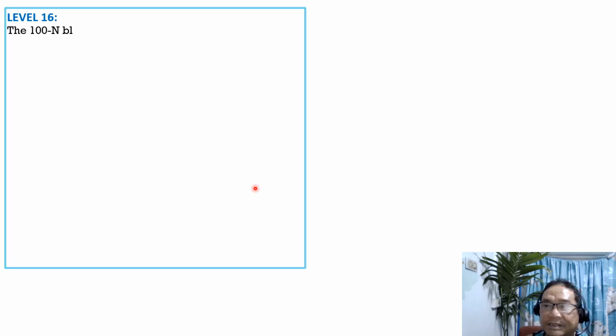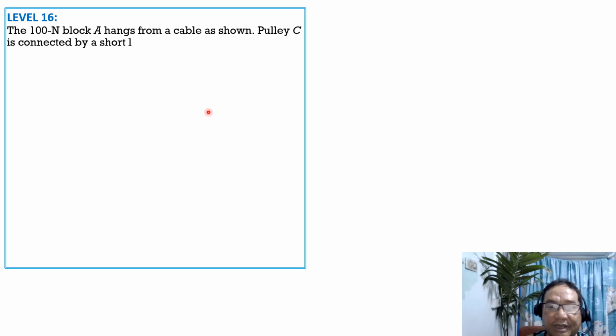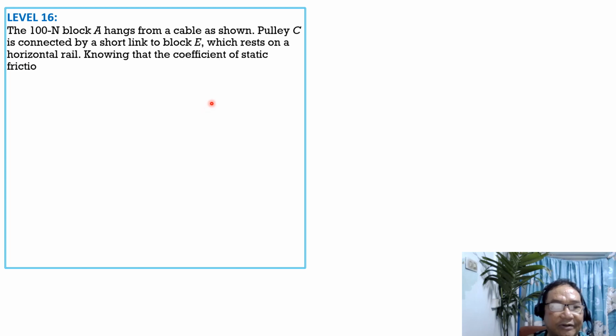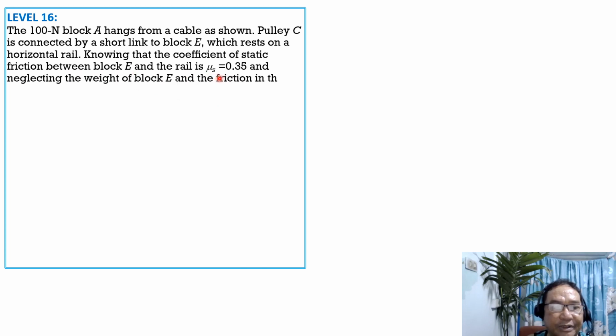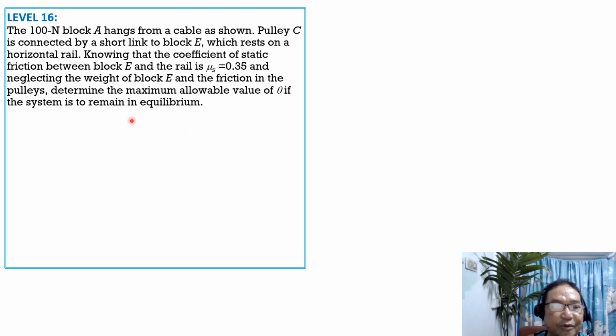So level 16 problems. The 100 Newton block hangs from a cable as shown. Pulley C is connected by a short link to block E, which rests on a horizontal rail. Knowing that the coefficient of static friction between block E and the rail is mu sub s equals 0.35, and neglecting the weight of block E and the friction in the pulleys, determine the maximum allowable value of theta if the system is to remain in equilibrium.